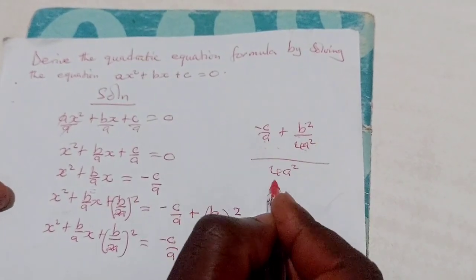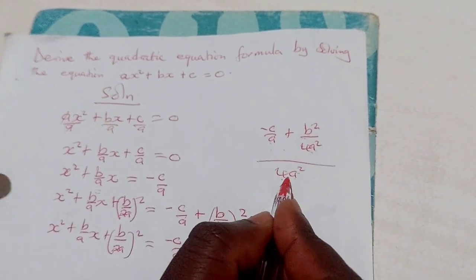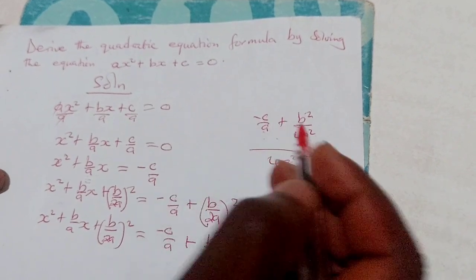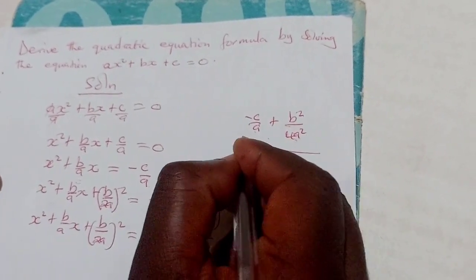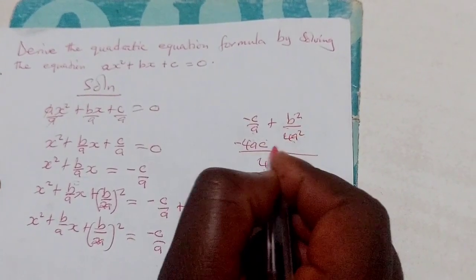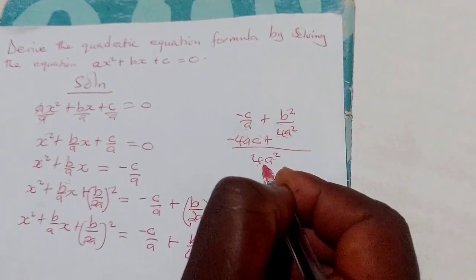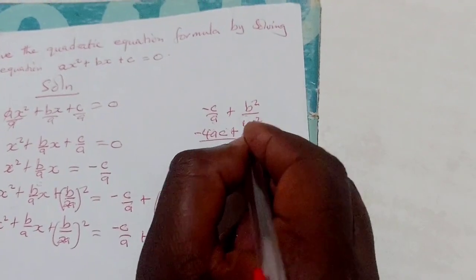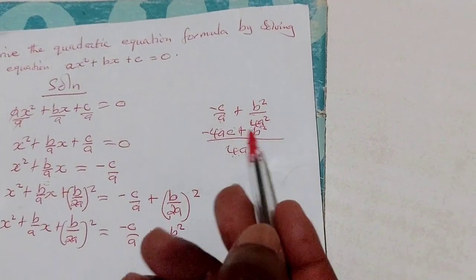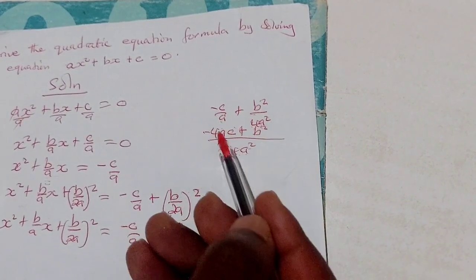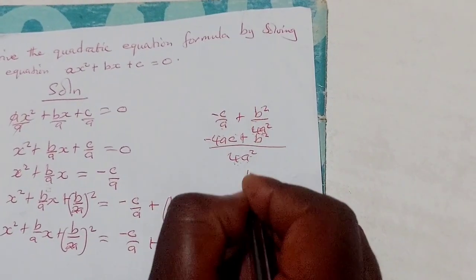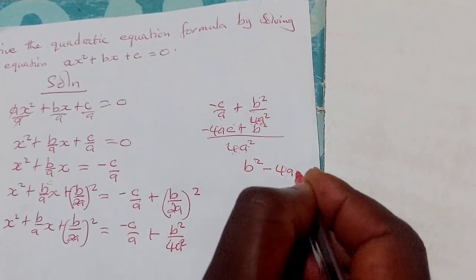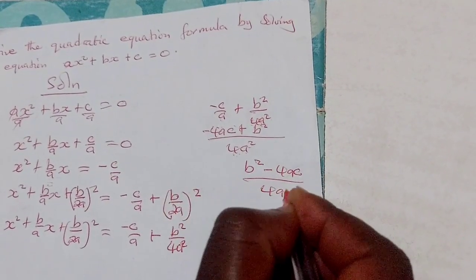So 4a into 4a squared, we are going to get a. 4a multiplied by negative c gives us negative 4ac, plus 4a squared into 4a squared, we are going to get 1. 1 multiplied by b squared, we are going to get b squared. Now we can rearrange the numerator and write it as b squared minus 4ac divided by 4a squared.